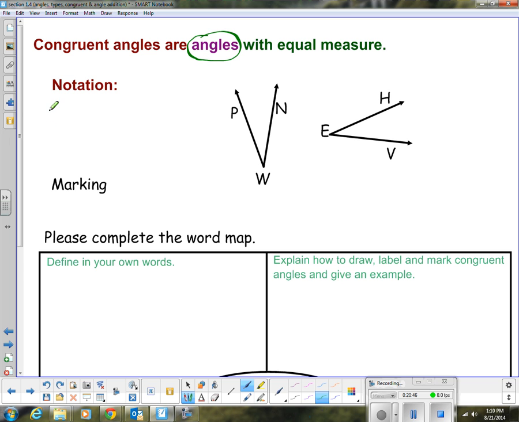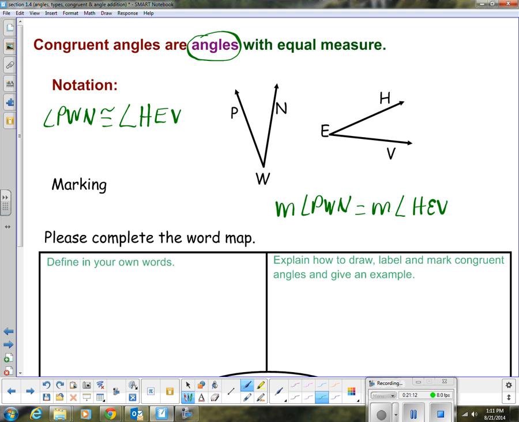So we're going to say angle PWN is congruent to angle HEV. Notice the lack of measure. If I want to talk about the measure of angle PWN, then it's going to be equal to the measure of HEV. Congruent means same shape and size.